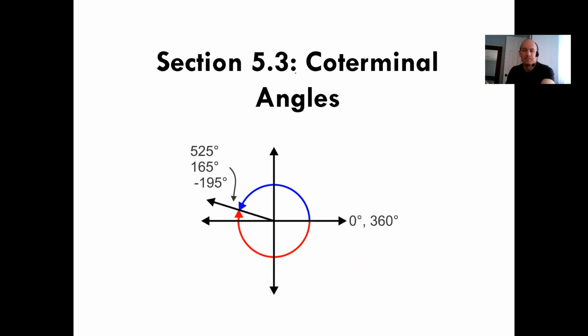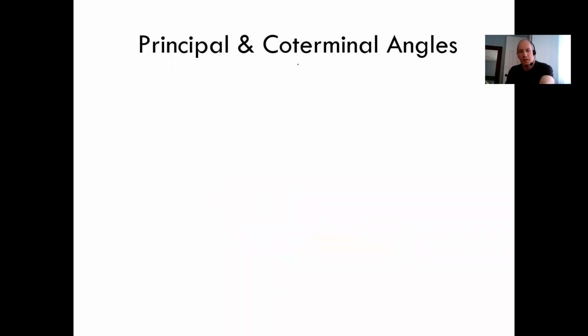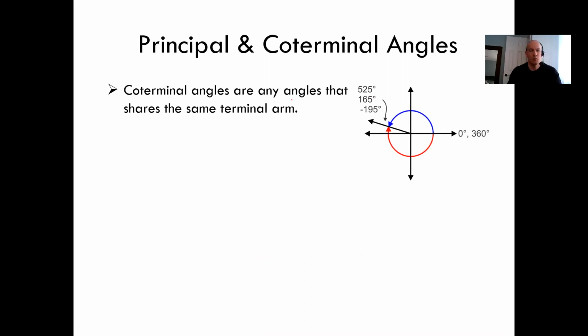Let's get it going. The idea here is we have this word called coterminal angles. Co means to share, so they're angles that share the same terminal arm. In this little picture here, we can see that 0 is the standard over here on the x-axis. That's also 360. It could be 720, it could be 1080, it could be any multiple of 360 actually. And that idea carries on for any of these angles.